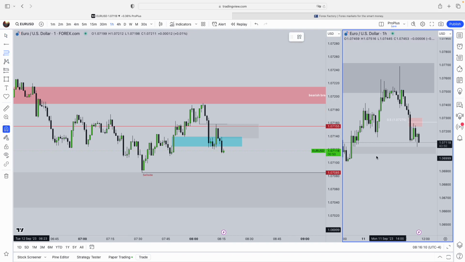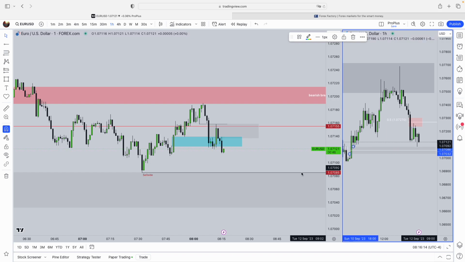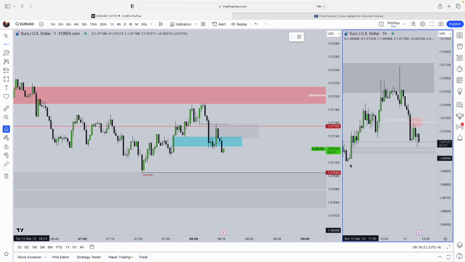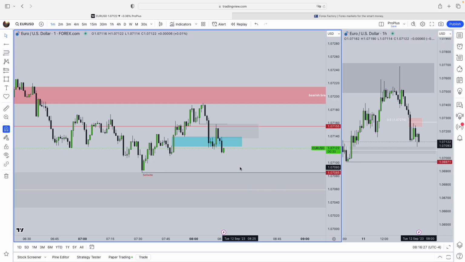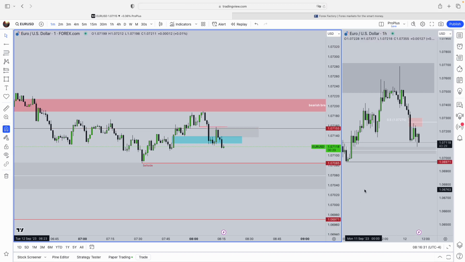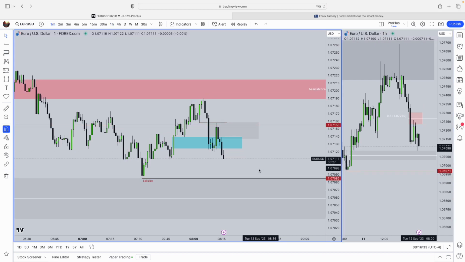Go on this again. I'm going to get the consequent encroachment and just paste it over. So that could be another target here, consequent encroachment. And then also there is sell side below that as well, which should be down there for like a final target or something.